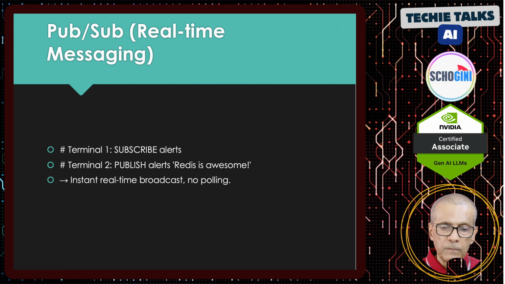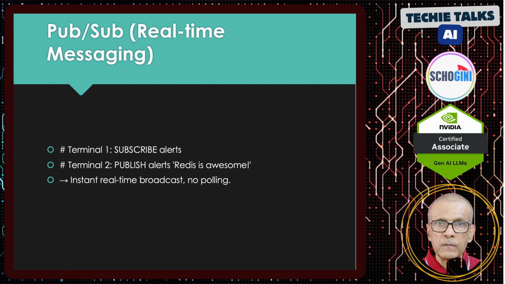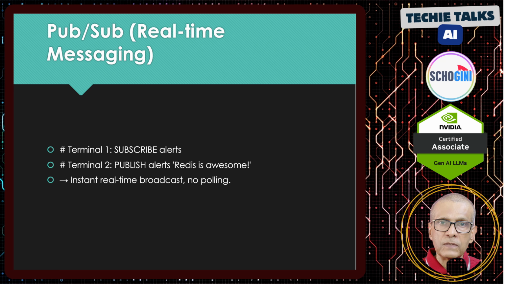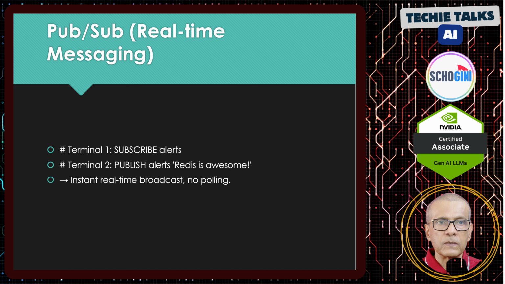Next is pub sub real-time messaging. Redis isn't just a store. It can broadcast messages instantly with pub sub. One terminal runs subscribe while the other sends. So subscribe alerts, and another one publish alerts. We will see how it works.